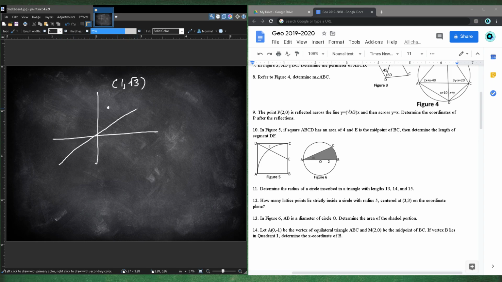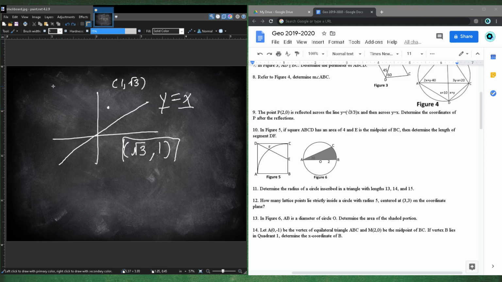And now we have y equals x. And now we have to move that across this line. If you want to move this across this line, it's actually really simple. When you're moving anything across y equals x, this indirectly tells you just to switch your x and y's. So you just gotta switch your 1 and your square root 3, so square root 3, 1. And that's your answer. That's your answer for number 9.